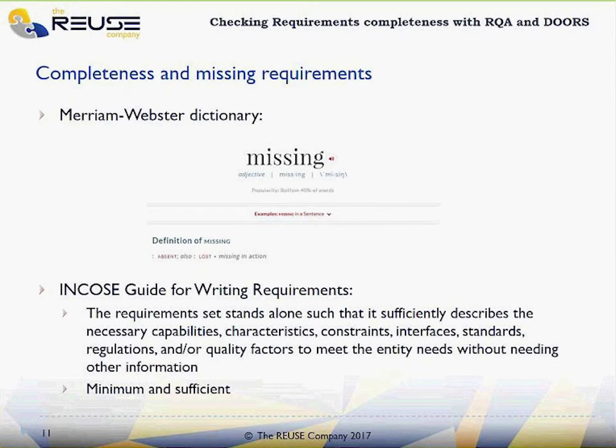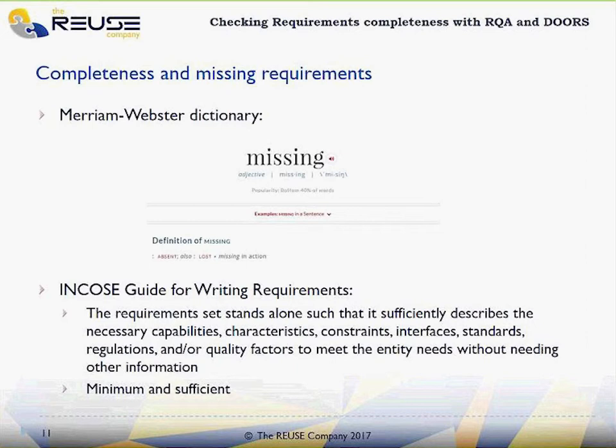So the topic of today's webinar, as I said, is completeness, and according to the Webster Dictionary, incompleteness is something that is absent or lost. It can be requirements that we never collect or elicit from our stakeholders, or it could also be requirements that we collect from them, but somehow we lost track. So as you can see here, missing in action.